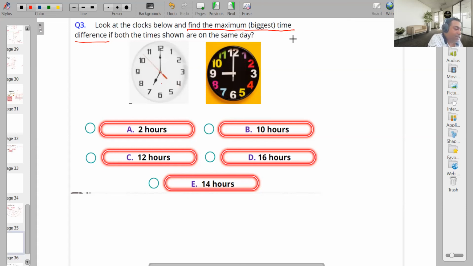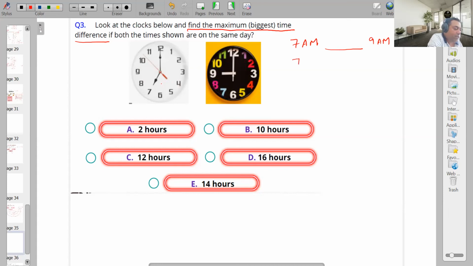So let's look at it. Let's say this is 7 a.m., okay, and this is 9 a.m. In that case, the difference here, as you can see, is only 2 hours. 7 a.m., then after 1 hour, it will be 8 a.m. After 1 hour, it will be 9. The difference is only 2 hours.